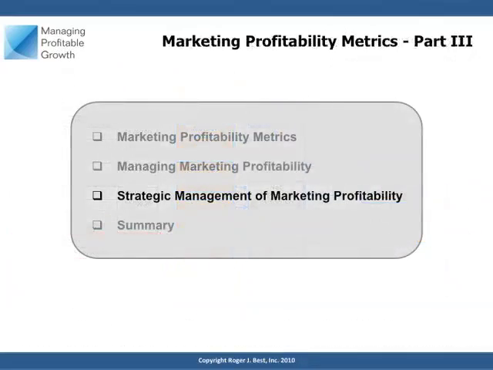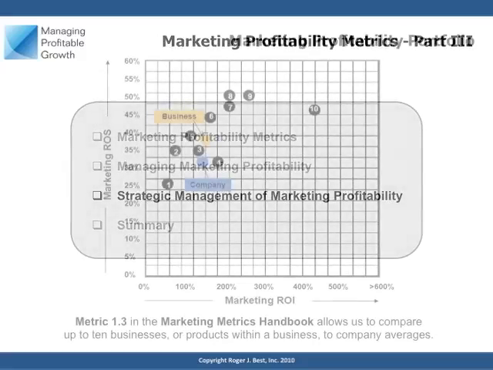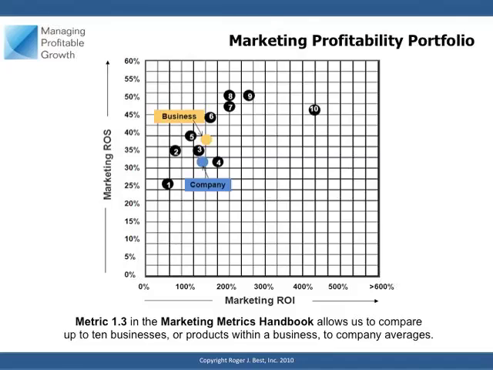In Part 3, we'll show you how to use Marketing ROS and Marketing ROI to create a strategic view of marketing profitability. A marketing profitability portfolio can be created using Marketing ROS and Marketing ROI. This particular marketing profitability portfolio is for a medical devices business with 10 major product lines.